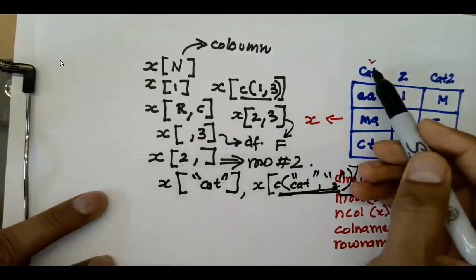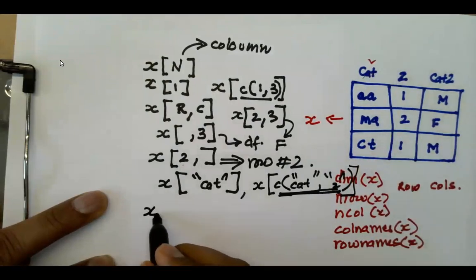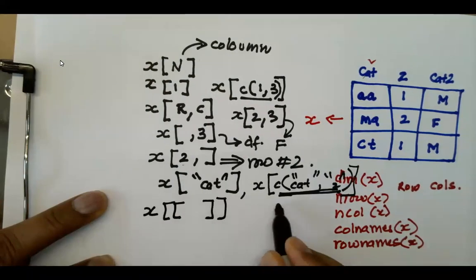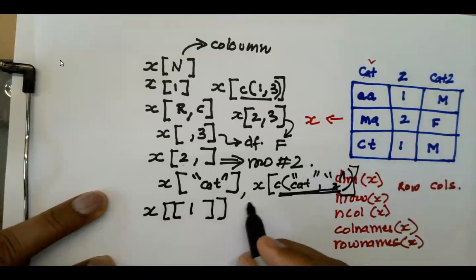If you want to pick up a particular column as a vector, you can use double square brackets. That's one of the ways. The output of this one would be a vector. So X[[1]] is going to pick up the first column and then essentially convert it into a vector.